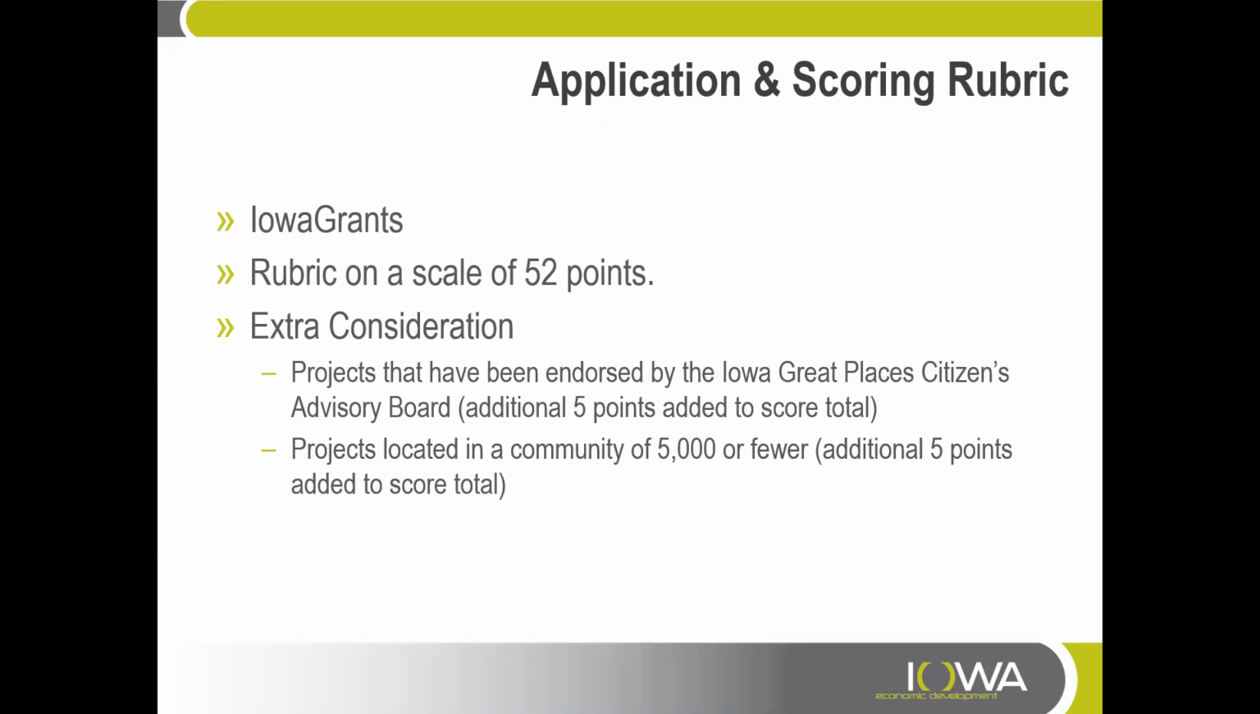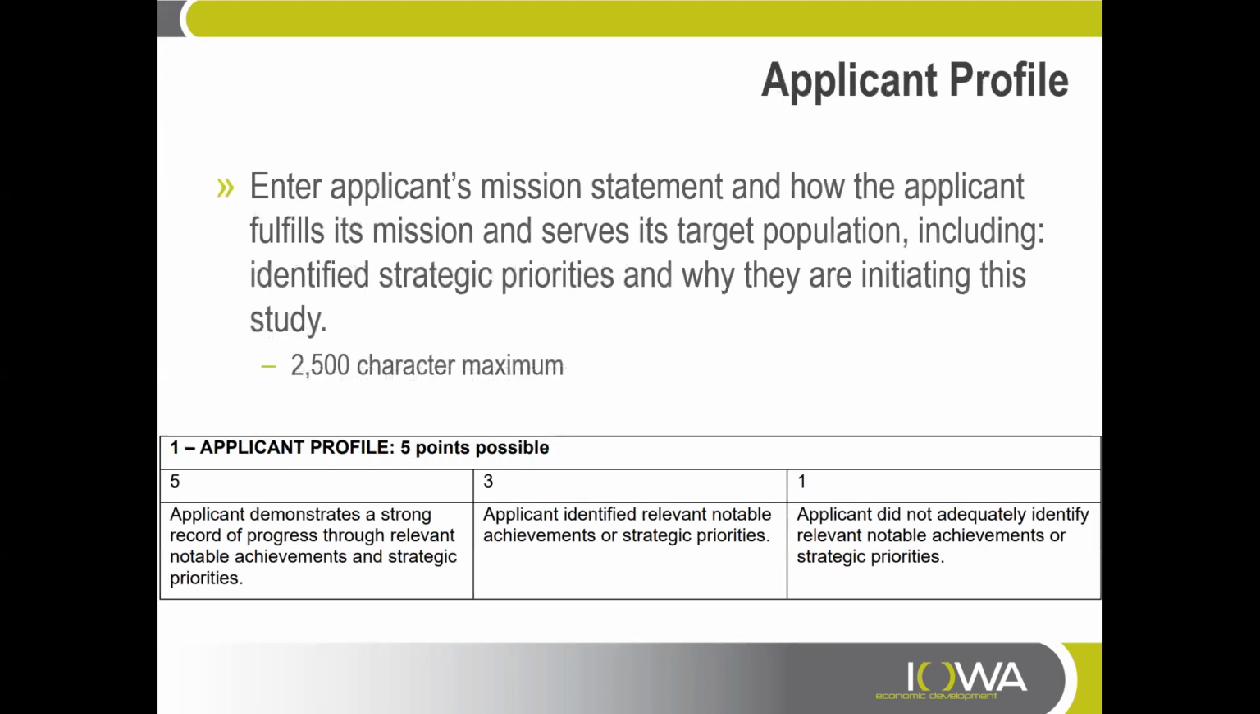Keep in mind, as we are going to be going through this rubric, that the rubric is included in the guidelines on the website. So really keep that handy as you are working through your application. That will help you understand what the review panel will be looking at and considering. So first, we start with the applicant profile. And this essentially is just talking a little bit about how the community, and since this is government, it's a little more obvious, but just share how the community is serving its target population, including, if housing is a priority, what you're doing with housing right now, and why you're initiating this study.